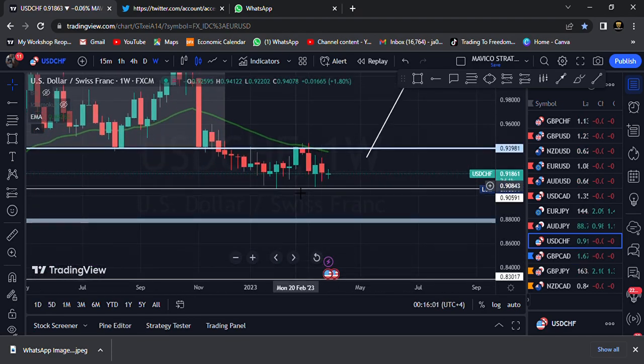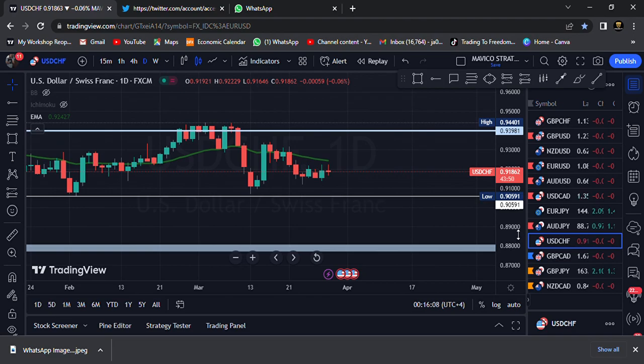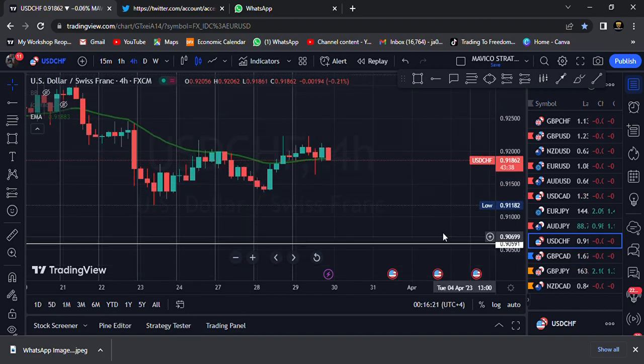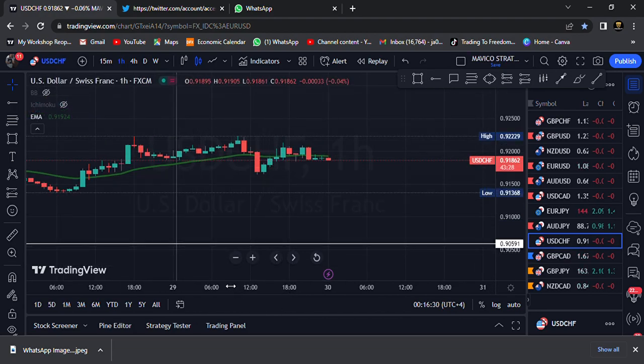So what we see here is USD CHF is a sell. Even at the daily, it's still trying to sell. Here it actually struggled to break up, but couldn't, so now it continues to sell. And the 4 hour also, it's really trying to break up, but it's still continuously trying to sell. So all in all, USD CHF, it's a sell. Even at 1 hour, it's still a sell.